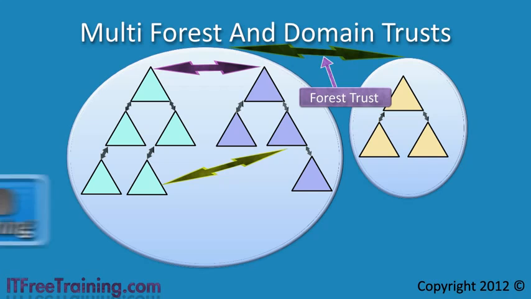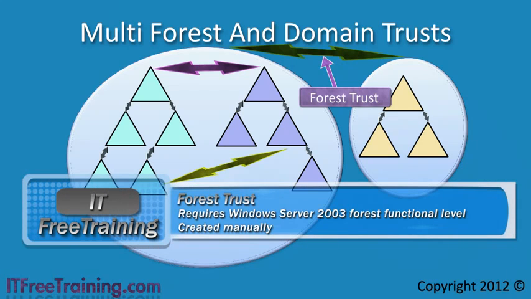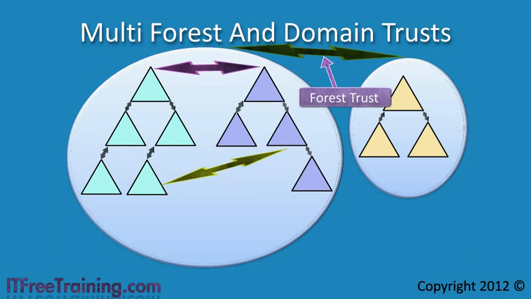In order to create a forest trust, you must be running at least Windows 2003 Forest Functional Level. Forest trusts are not created by default and must be manually created by an administrator. Once created, any domain in either forest will be able to access resources in any other domain, assuming that they have access. Just like parent-child trusts, forest trusts are transitive.